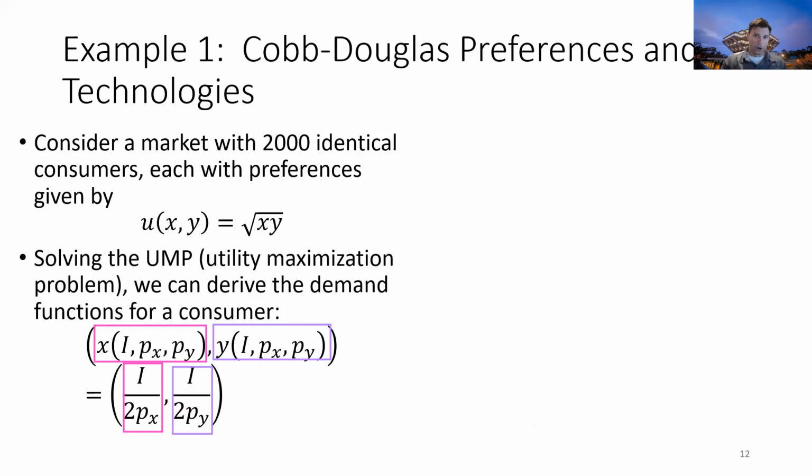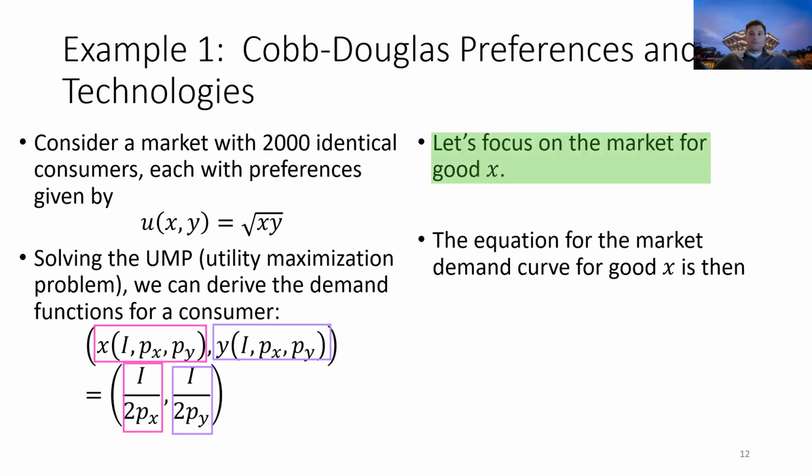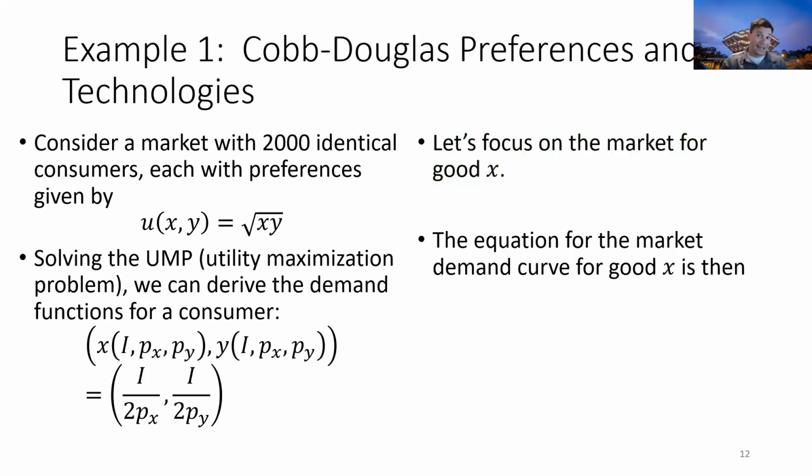Now, in taking our partial equilibrium approach here, what we're going to do is focus specifically on one market. Okay. Let's focus on the market for good X. If one consumer is going to consume I over 2px units, that is the demand of one single consumer. If we have 2,000 of those consumers and they're identical, then we should be able to pretty easily compute the total market demand.